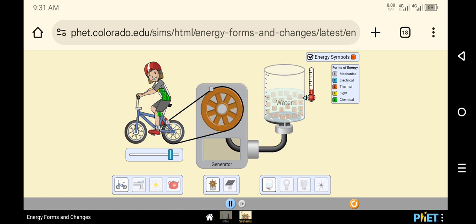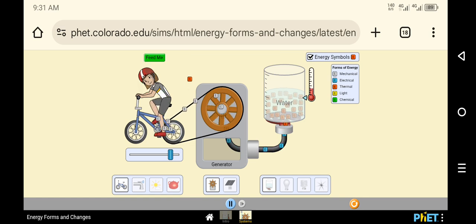When riding, the chemical energy consumed will be converted to mechanical energy. When it comes to the generator, mechanical energy will be converted into electrical energy. When it goes to the heater, that electrical energy is converted into thermal energy. When the water is heated, what will escape is also heat energy. The thermal energy will escape. Yeah, that is the way.